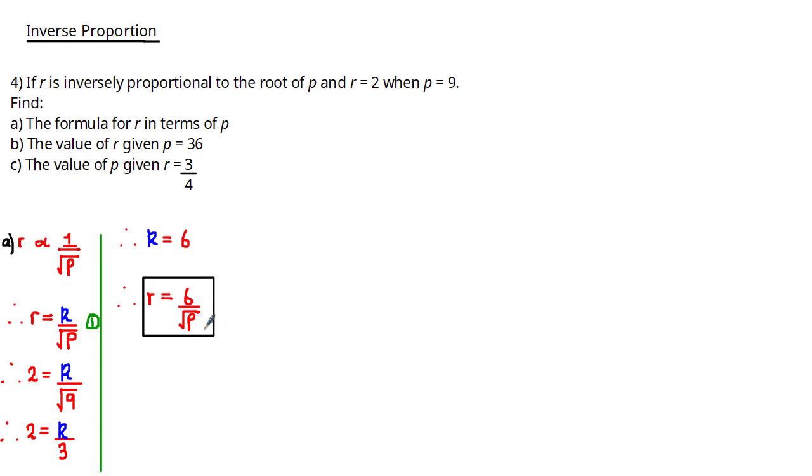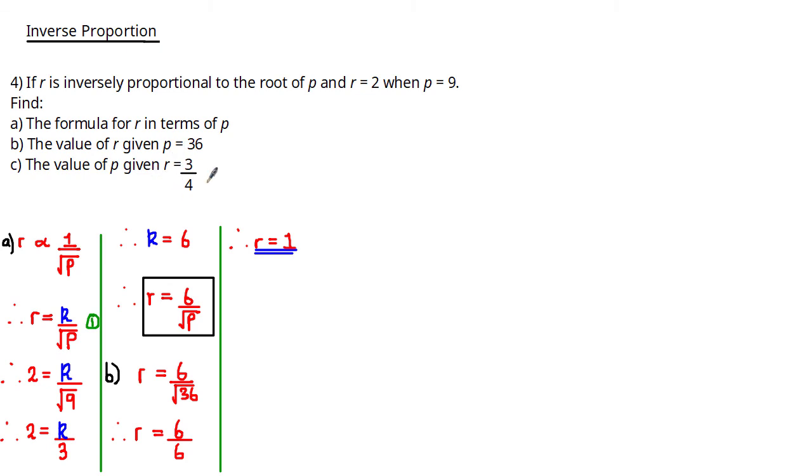So subbing p is equal to 36 into this general formula, we get that r is equal to 6 over the square root of 36. The square root of 36 again is positive or minus 6, but we take the positive version to give us that r is equal to 6 over 6, which is equal to 1. Okay, and the last part asks us to find the value of p given that r is 3 over 4.